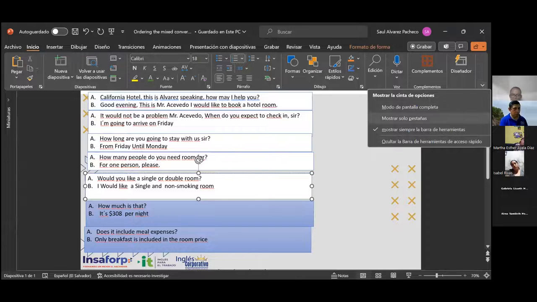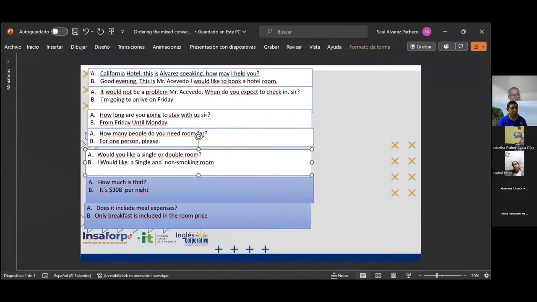Does it include meal expense? Only breakfast is included in the room price. Okay, thank you very much.